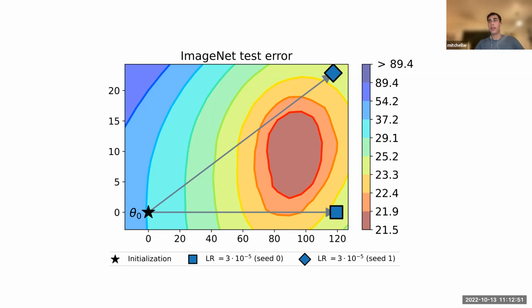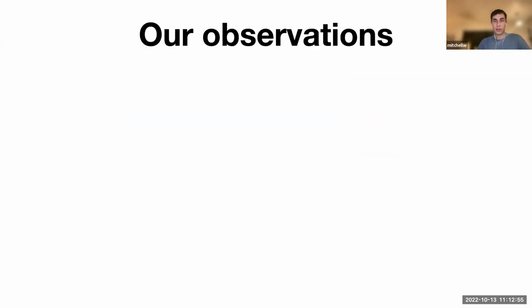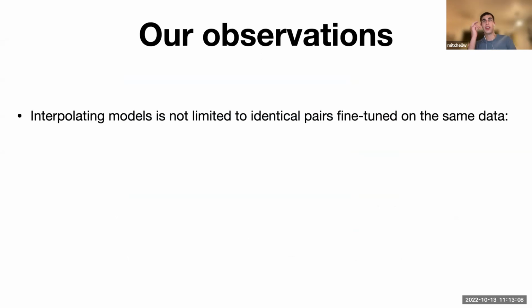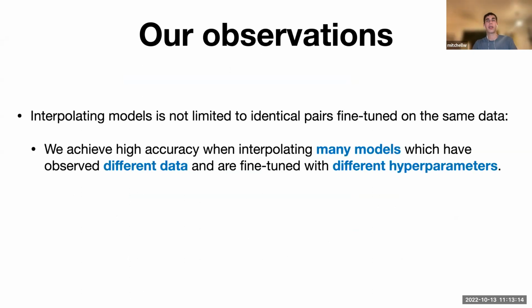While this observation was made by Neyshabur et al. in the context of fine-tuned model pairs, what we're going to do today is extend this. We're going to show that interpolating models is actually not limited to identical pairs which are fine-tuned on the same data. In contrast, we're going to achieve high accuracy when interpolating many models which have observed different data and are potentially fine-tuned with different hyperparameters.